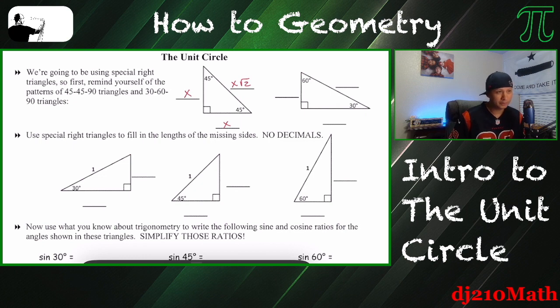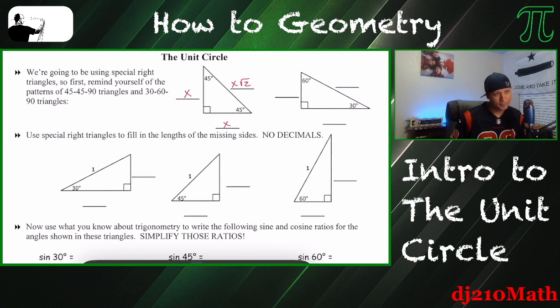Likewise, if you know the hypotenuse in a 45-45-90 triangle and you want one of the legs, you simply divide the hypotenuse by root 2. Multiply the leg by root 2 to get the hypotenuse. Divide the hypotenuse by root 2 to get the leg.